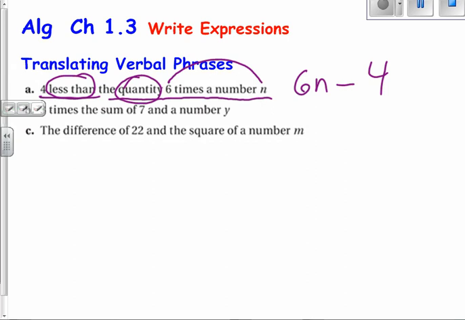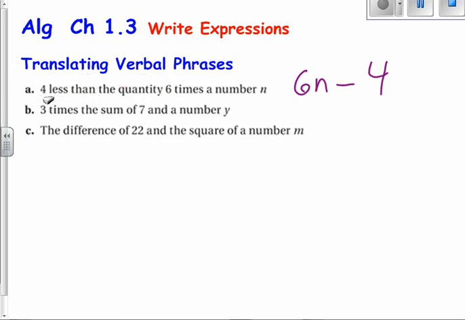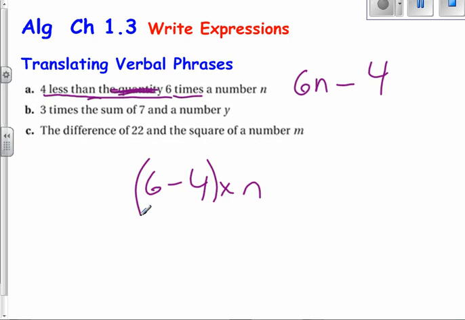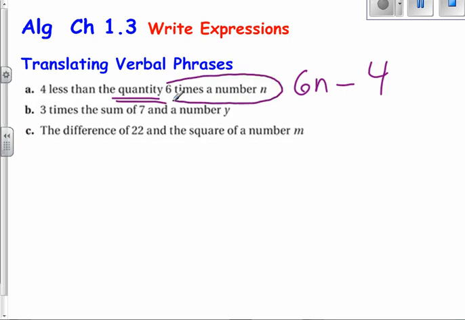The reason why they put the word quantity there is that if that quantity was not there, then I would read 4 less than 6. Well, 4 less than 6, I would think this, times a number n. So I might say times n, or I might do something like that. But that's not how they wanted you to write that expression. Therefore, they put this word in here that's called quantity, which lets you know you're actually multiplying, or doing some operation first before you go back to the beginning. So it's 4 less than this quantity, and that gives us 6n minus 4.